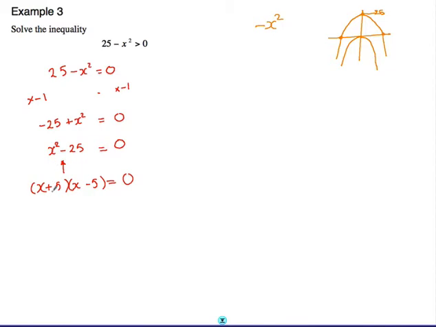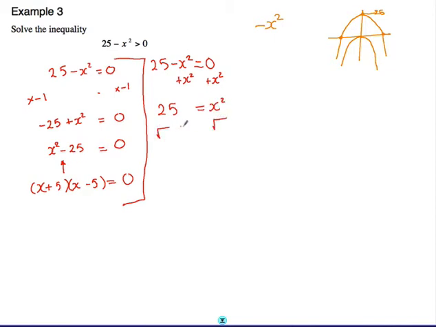Okay. Also, what we could have done, in fact, is solved it this way. Plus x squared on both sides. So we get 25 is equal to x squared, square root and square root. So our x could be 5, or our x is minus 5.